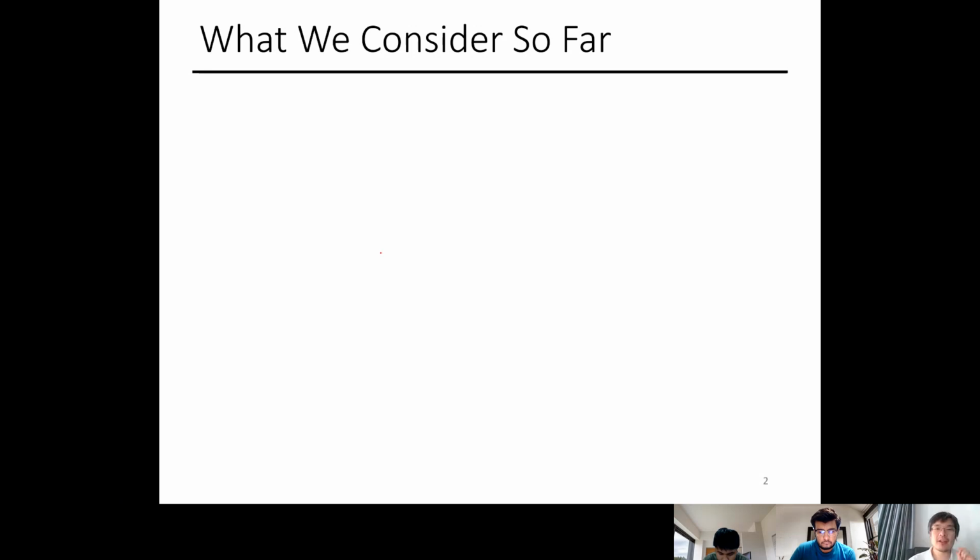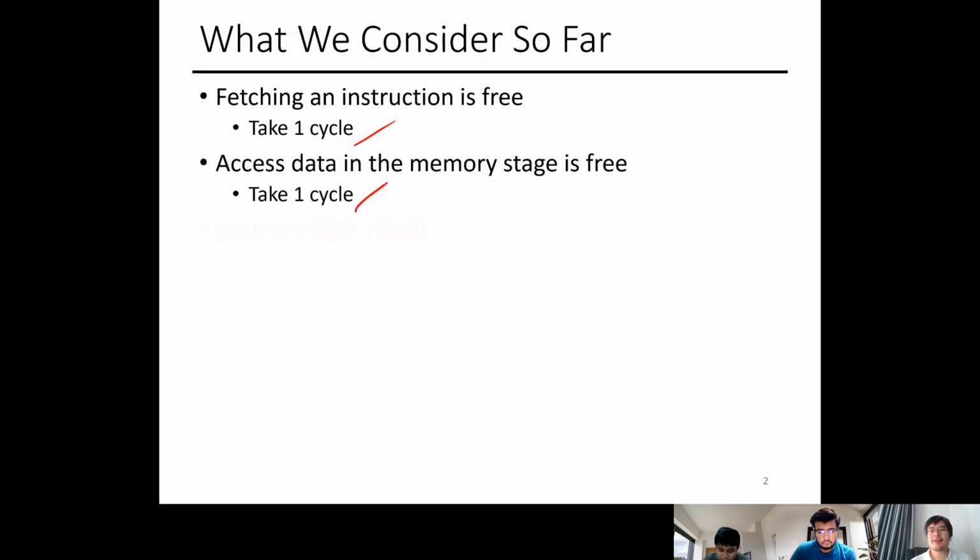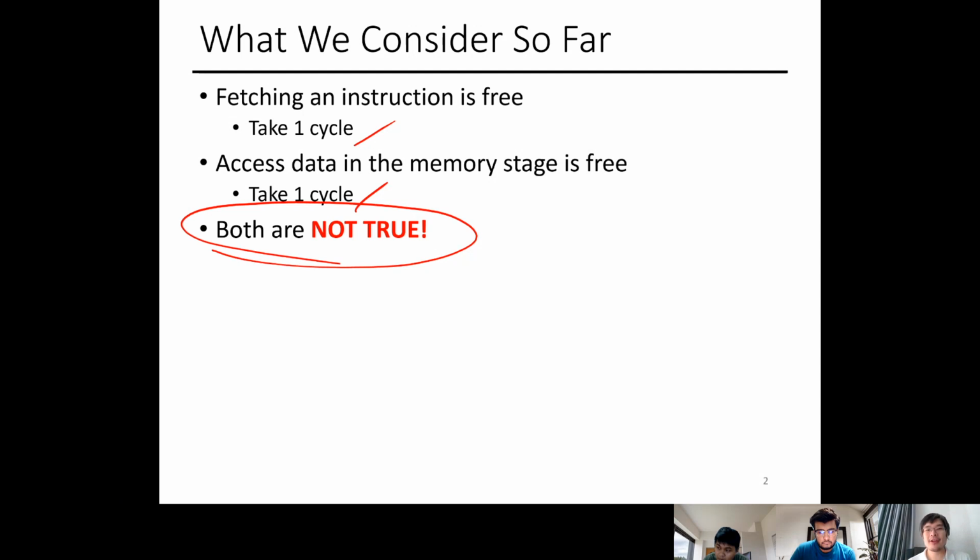What we considered so far is that fetching is almost free, like one cycle. Accessing data is almost free, one cycle. But these are both not true, right? That's the key thing. Both are not true. Why is that the case? Fetch has to get your instruction from the main memory. These are all in the main memory.